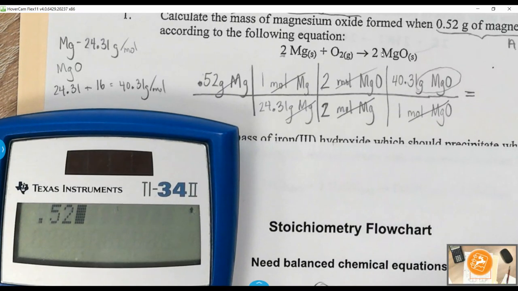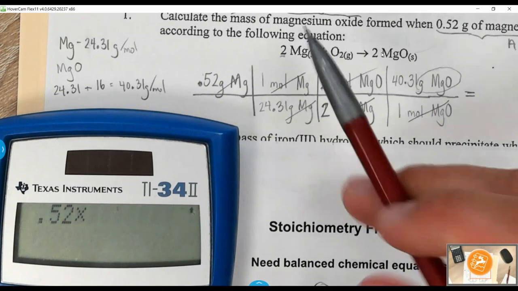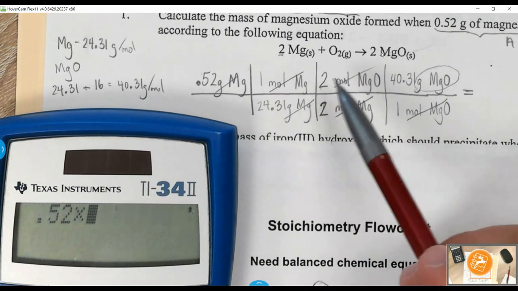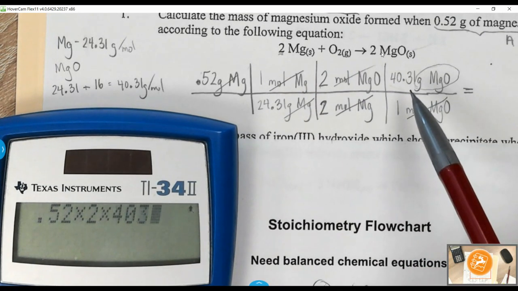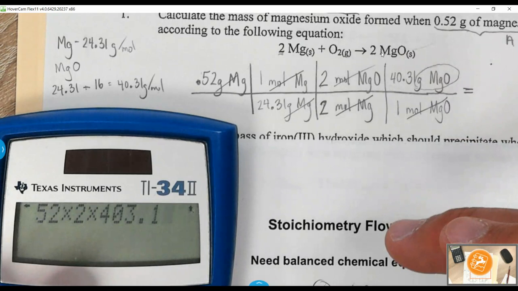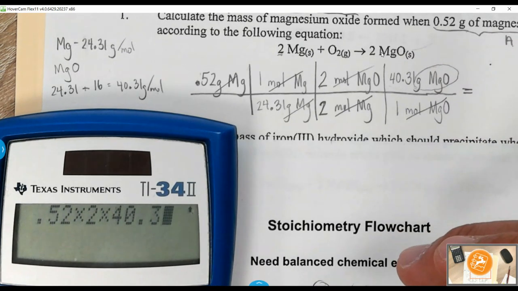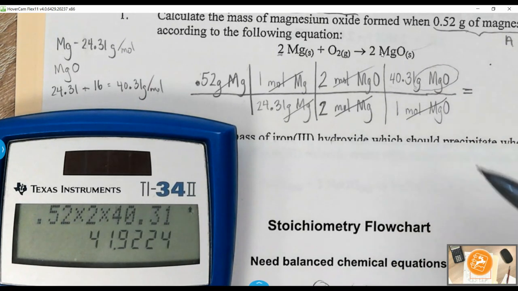So we got 0.52 times, we don't need to do anything with 1, so times 2 times 40.31. Nope, got to go back up real quick. 40.31. Okay, that's going to give us a number. Do I need to write that down? No. Once you've done that, now you're going to divide by what's on bottom.